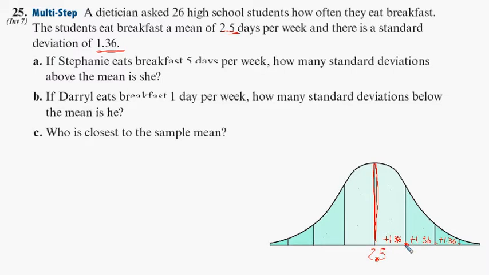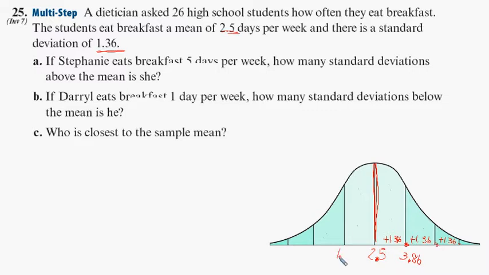So if you add 2.5 plus 1.36, you should get 3.86, I believe. So right here would be 3.86. Does that make sense? And then we could add 3.86 plus 1.36 to find out what this value is here, okay? And then here, if we take 2.5 minus 1.36, that equals 1.14, okay?